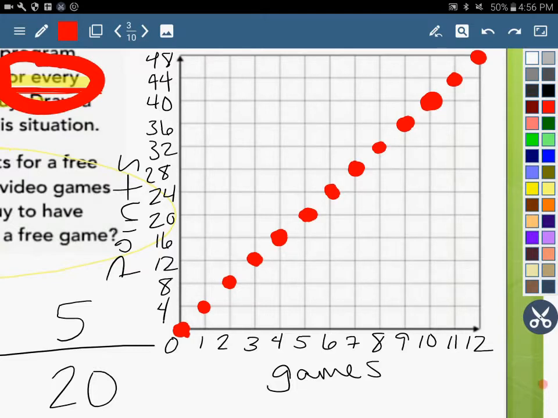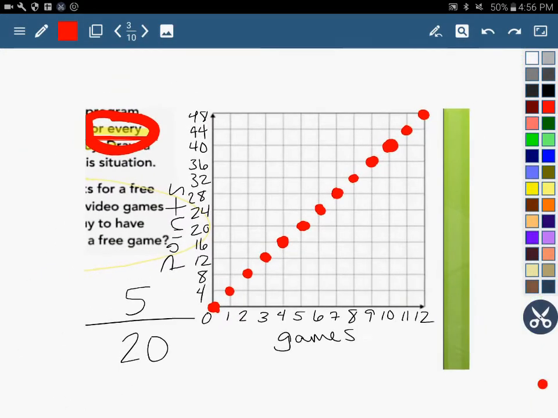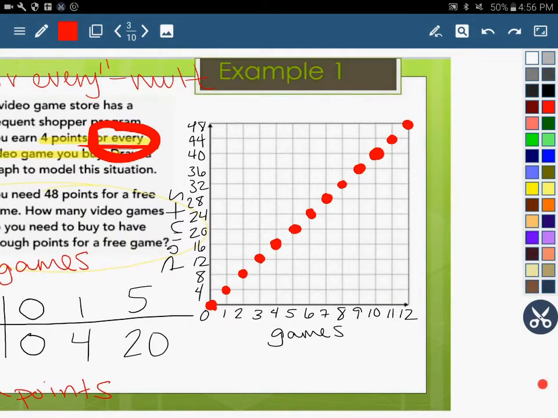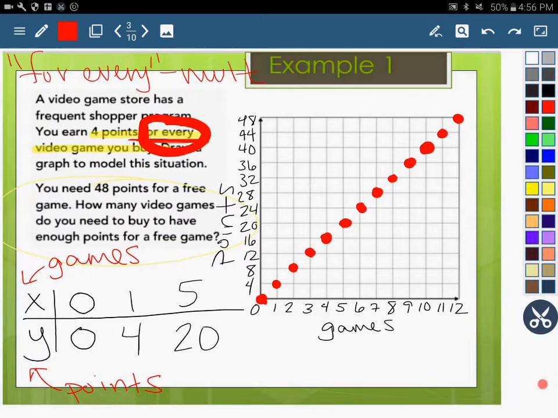Other graphs where you connect the lines, those are called infinite graphs. So we're going to leave this one discrete because it doesn't make sense in the real-life situation for us to connect those dots. So now we've made our real-life representation of the example, our graph.